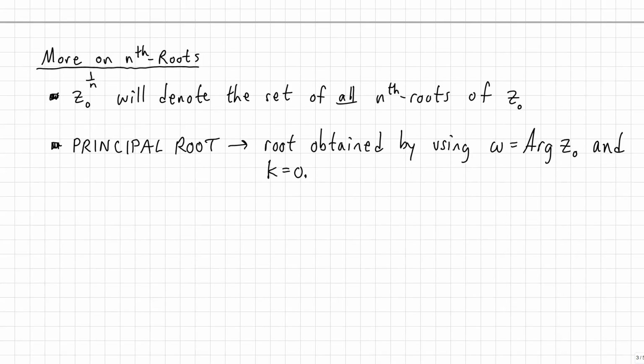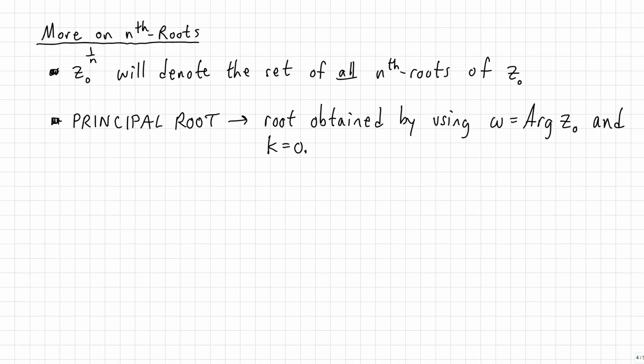So real quick, let's talk about notation. As we learned in algebra, if you raise something to the 1 over n power, like 1/2, 1/3, 1/4, 1/5, so n would be 2, 3, 4, 5, 6, 7, 8, 9, and so on, that represents the nth root. Well, in the complex number system, if you have a complex number to the 1 over n power, that's going to denote the set of all nth roots, so all the square roots, all the cube roots, all the fifth roots, all the eighth roots, whatever.